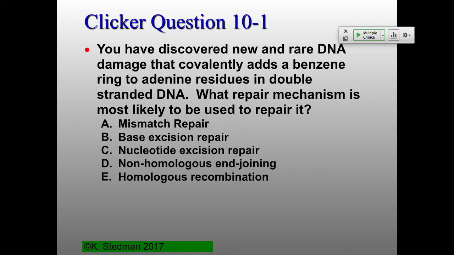This is great. So you've discovered a new and rare DNA damage that covalently adds a benzene ring to adenine residues in double-stranded DNA. What repair mechanism is it most likely to be used to repair it? Mismatch repair, base excision repair, nucleotide excision repair, non-homologous end joining, or homologous recombination? And again, feel free to talk about this. Just the idea.